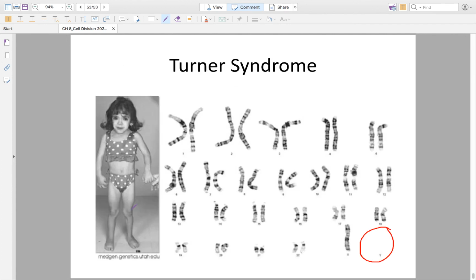Okay, now I want you guys to carefully review this chapter and make sure you diagram mitosis and meiosis and know them inside and out. And that is the end of chapter 8.